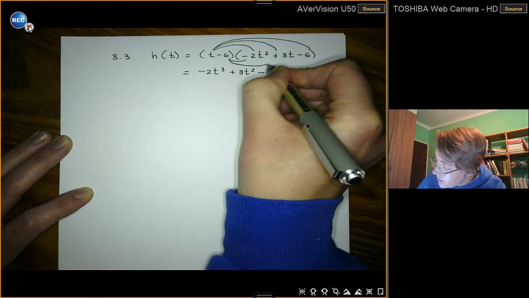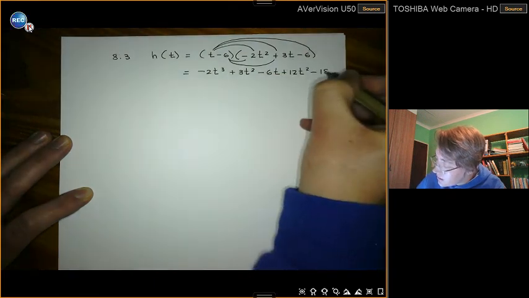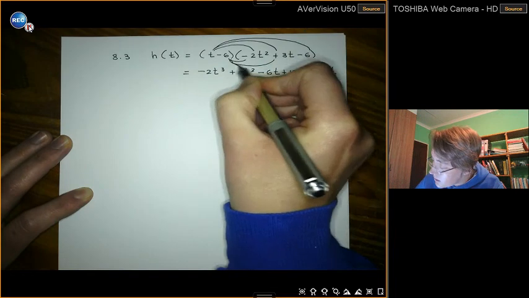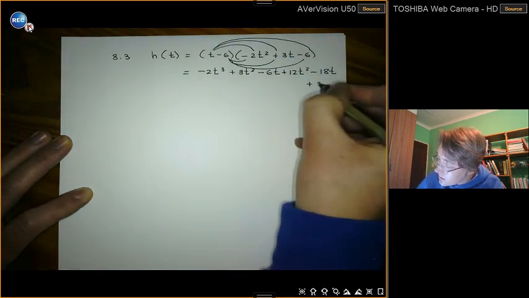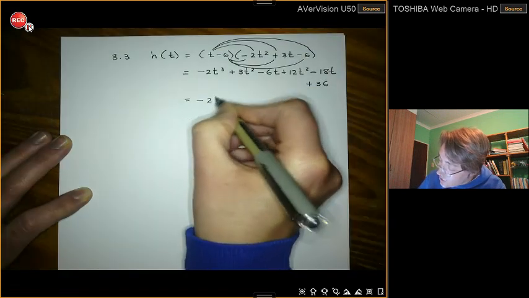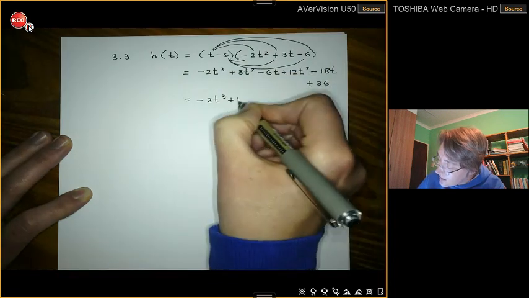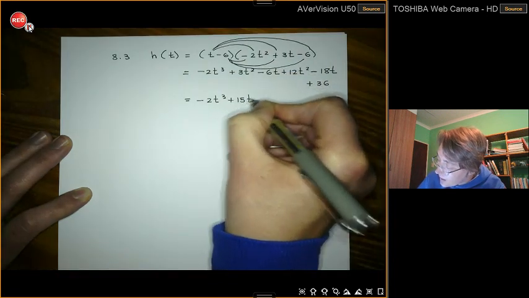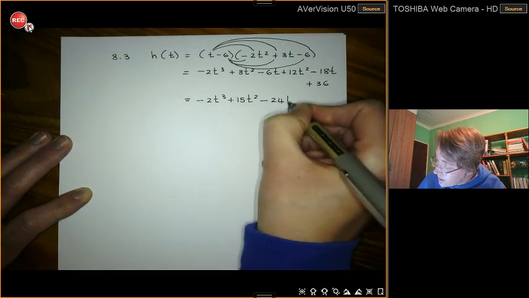Multiply that, which is then minus 18t. And I'm running out of space here, but the last little product over there is then going to be plus 36. I'm just going to clean it up and say it's minus 2t cubed. I'm going to add those two like terms, which is plus 15t squared. Going to add those two like terms, which is minus 24t plus 36.